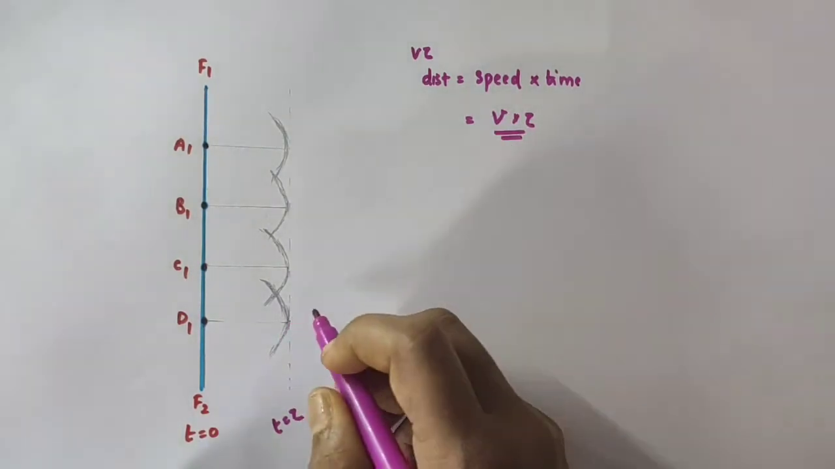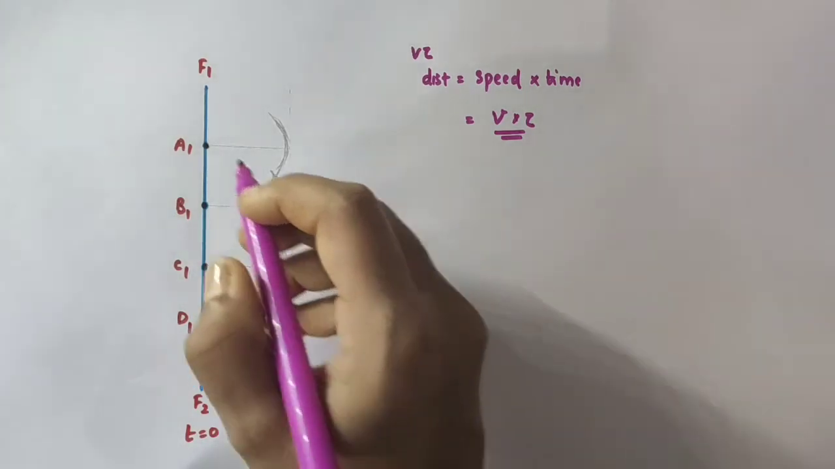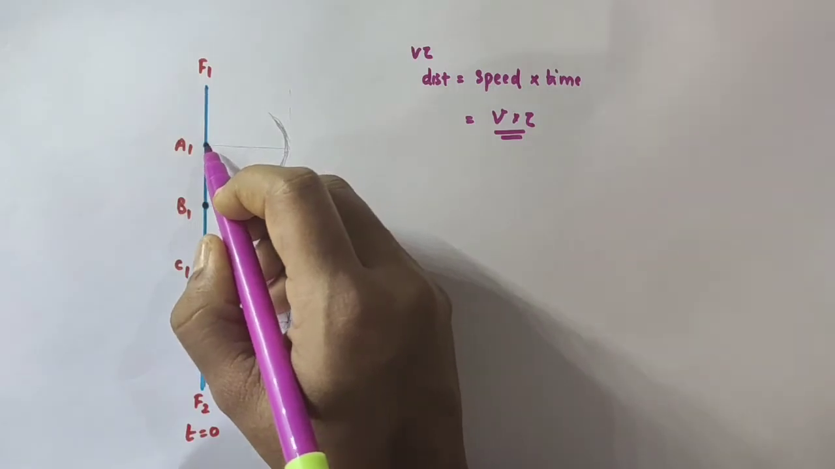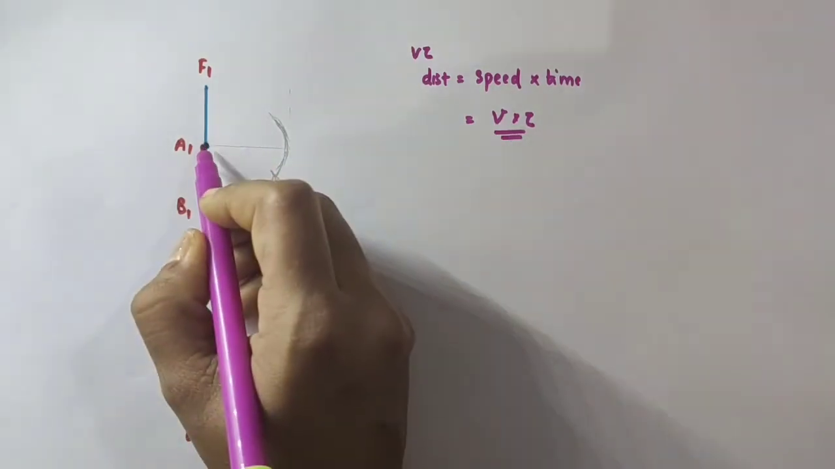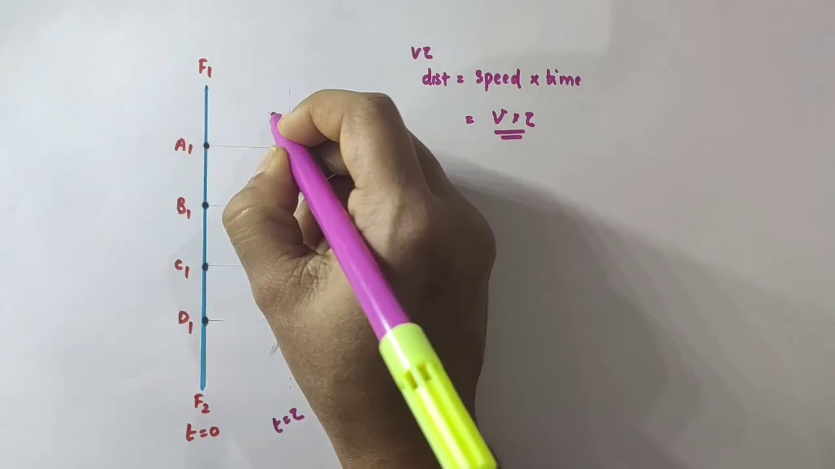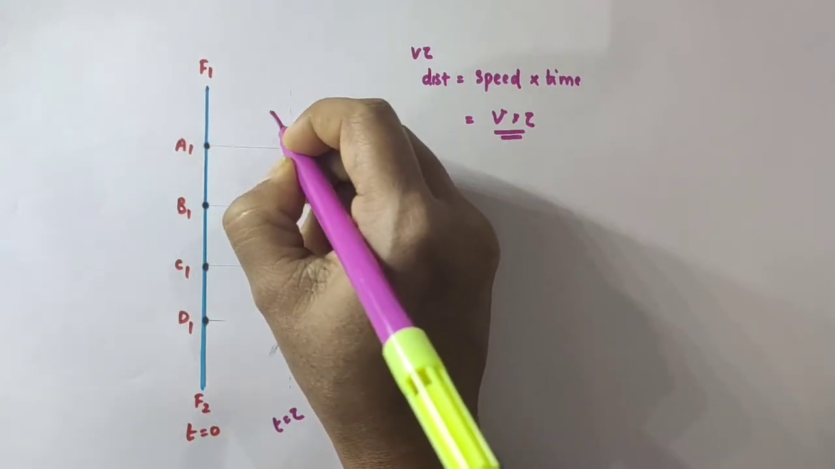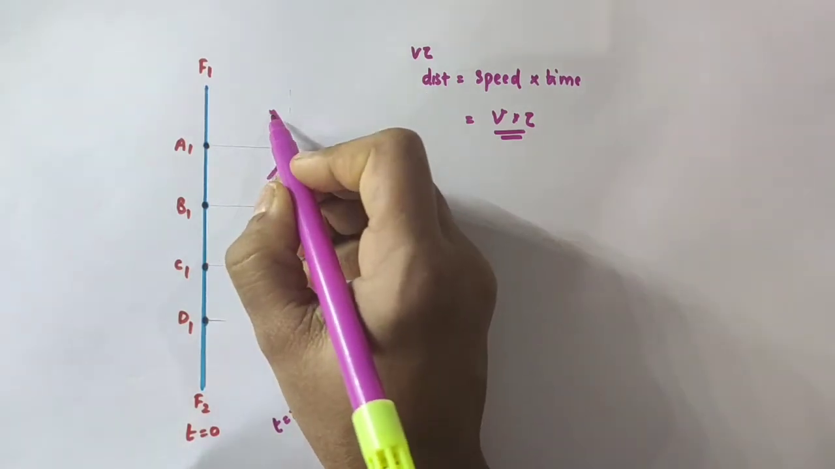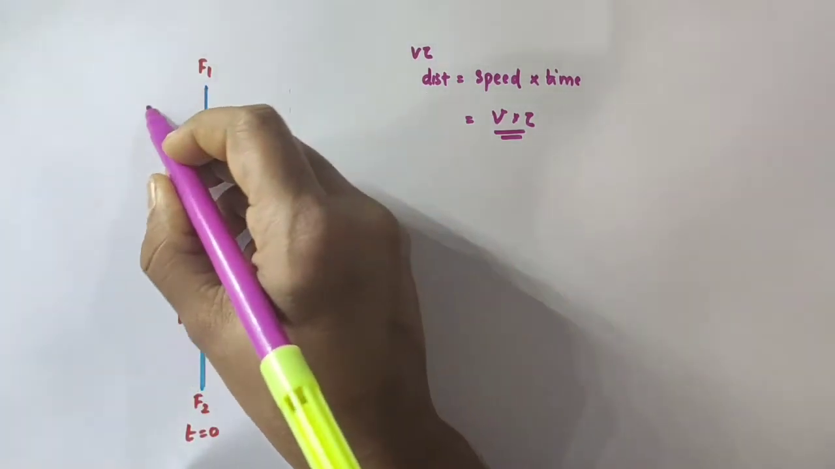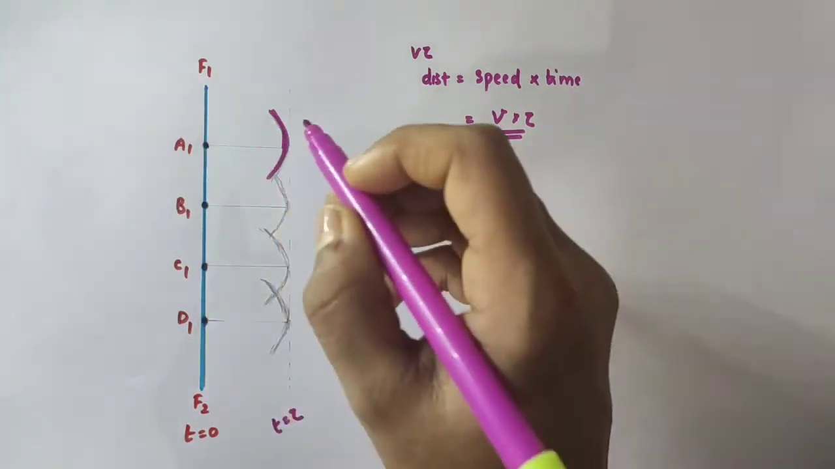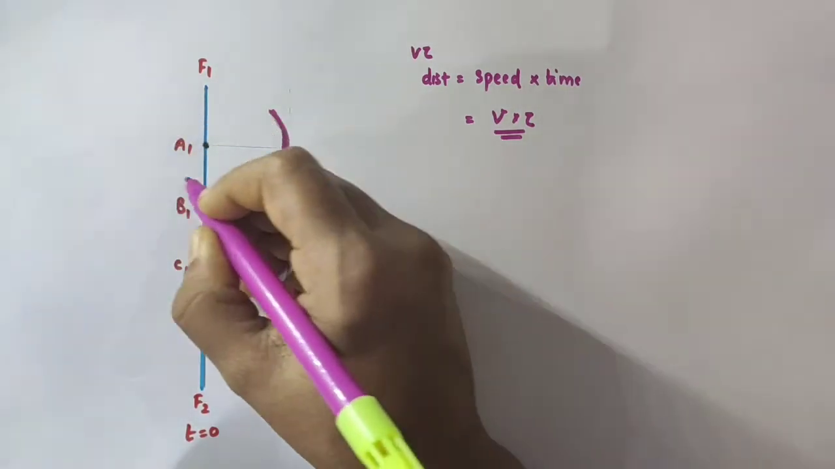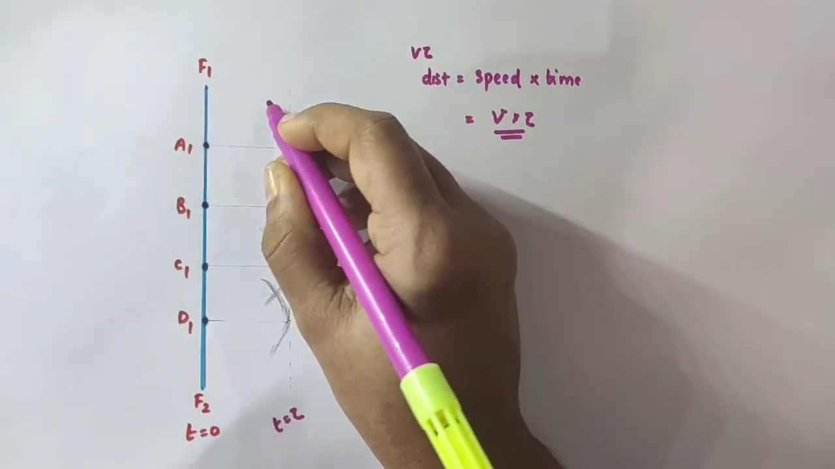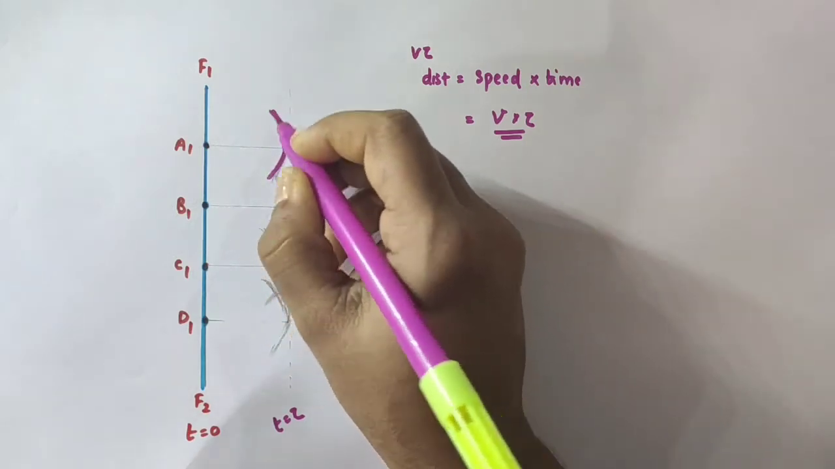So first of all, we want to draw spheres of radius v tau by taking these points as the centers. That is, first we draw a sphere of radius v tau by taking this point A1 as a center. So we are getting a portion of that sphere here. When we draw a sphere, there is a portion here too, but we are not considering that because backward doesn't exist. We are only considering this portion of the spherical wavelet in the forward direction.